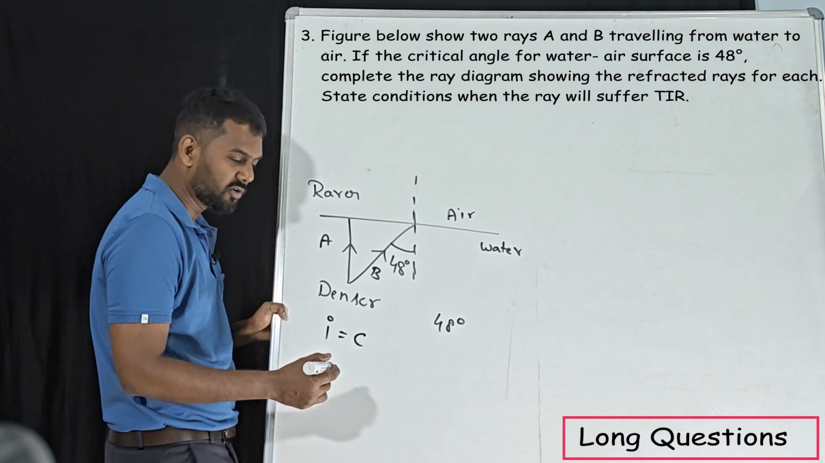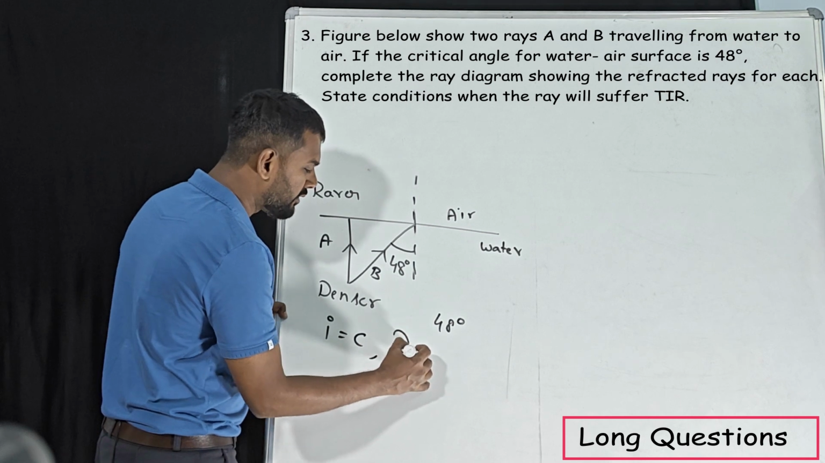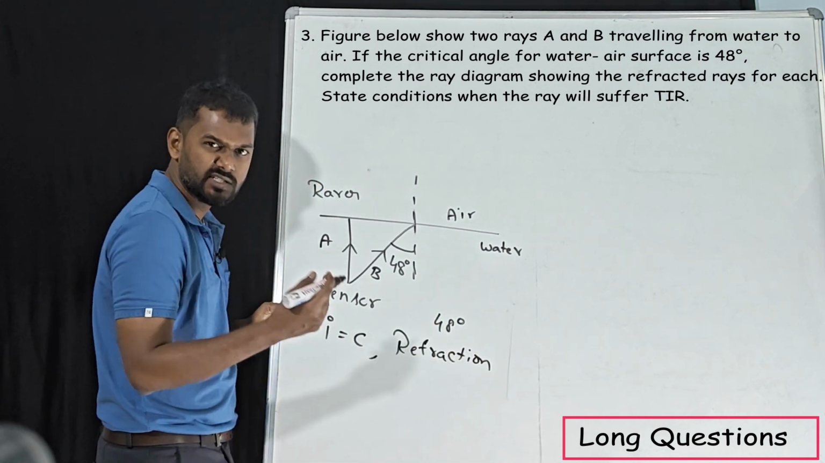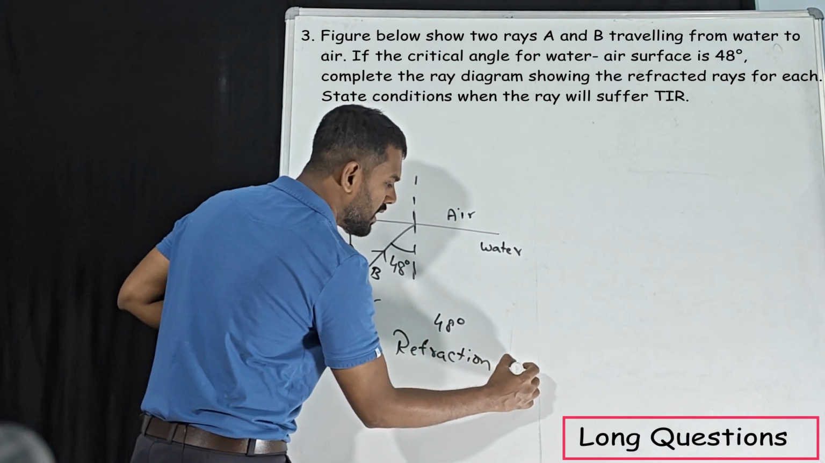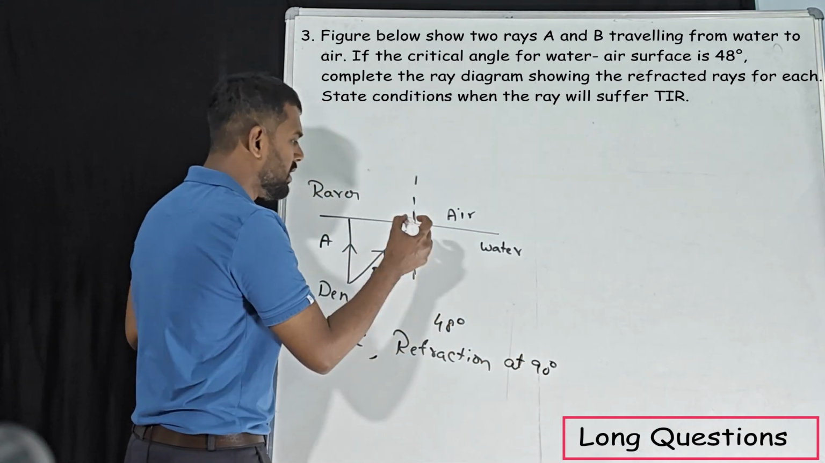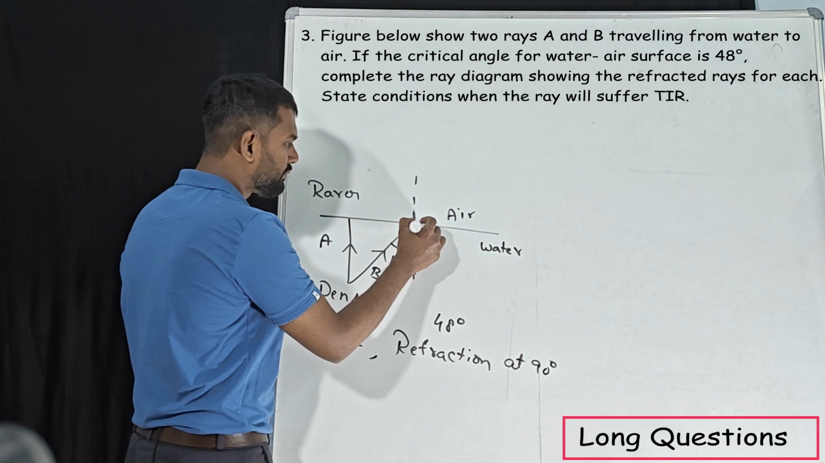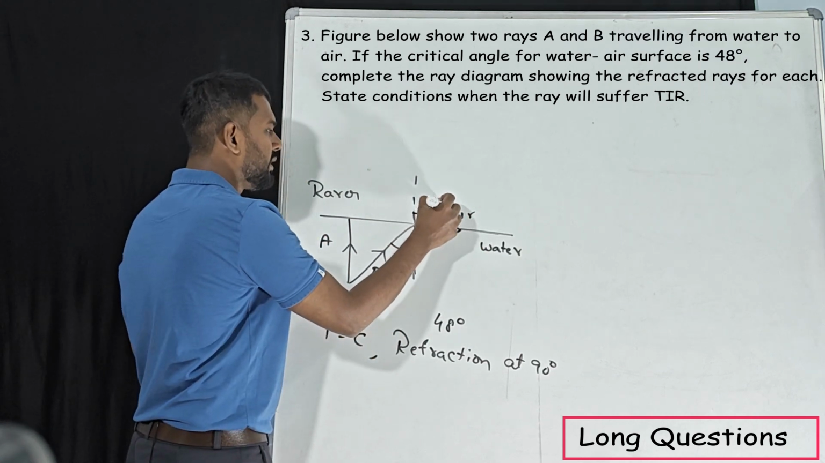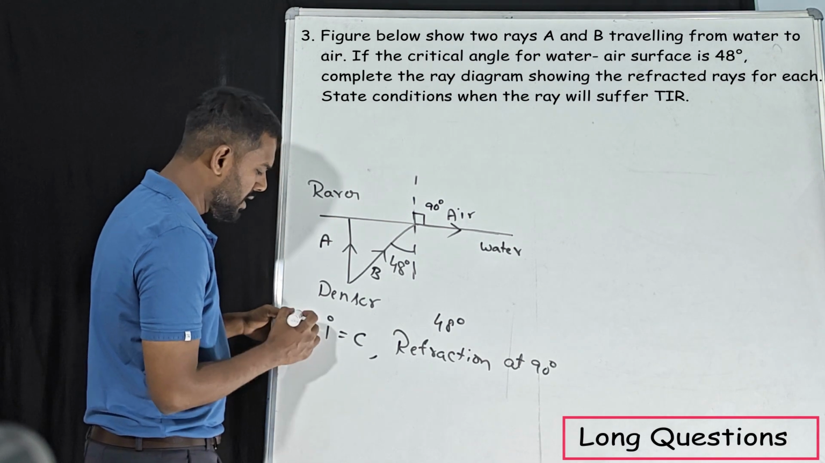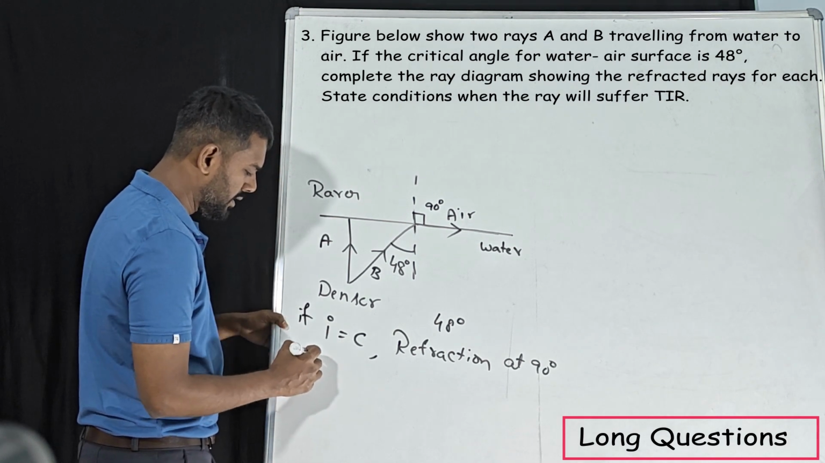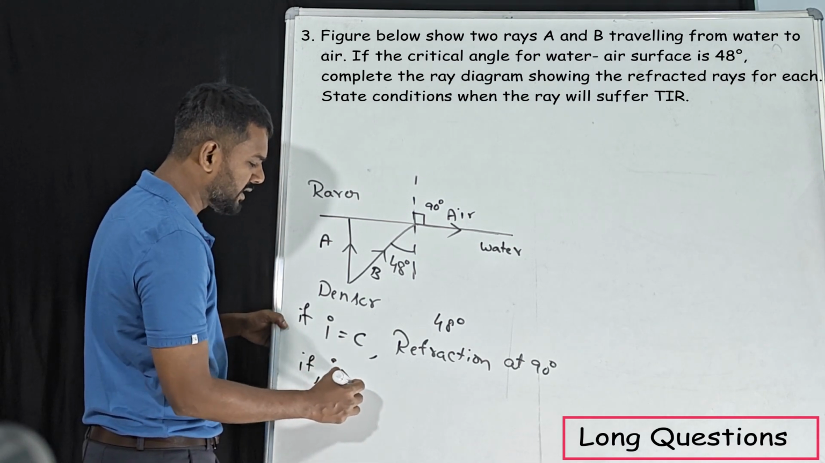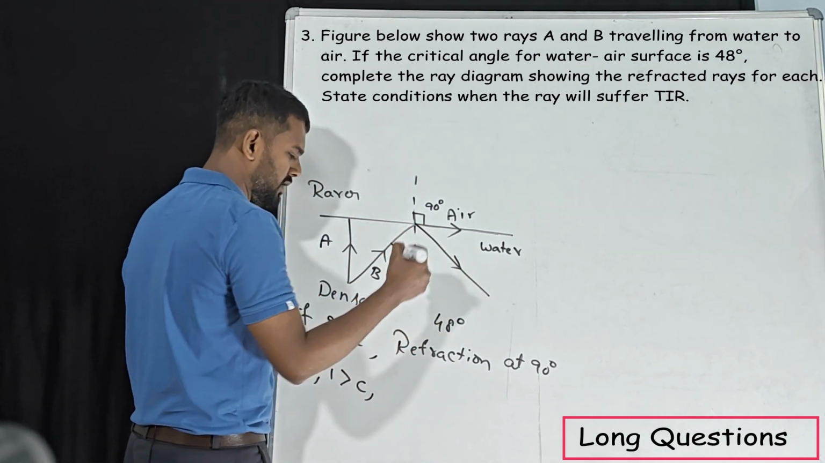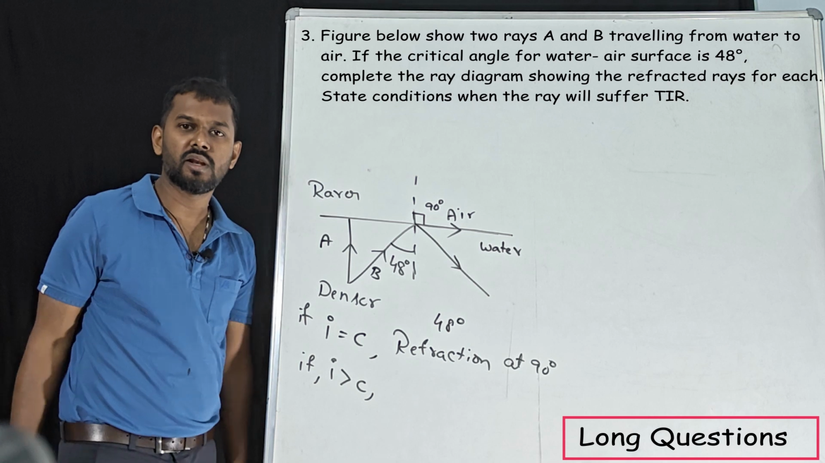When I is equal to C, what will we get? Refraction at 90 degree. This writing part is not required, just for you to understand. So if I is equal to C, the ray will go along the surface and that will be 90 degree. Here, if I is greater than the critical angle, it undergoes total internal reflection.